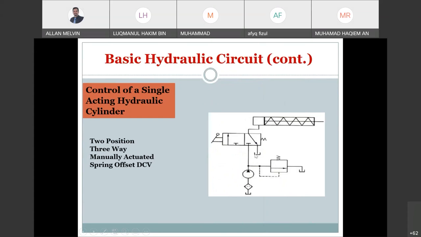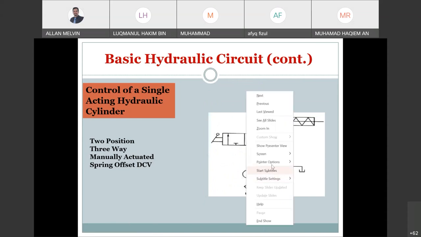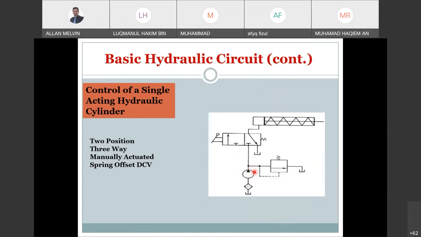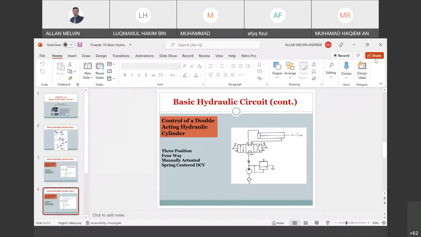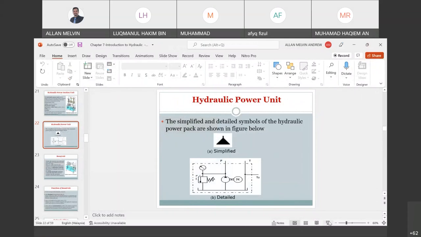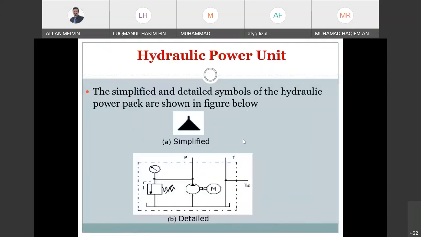It has something to collect back the excess oil. If there is a dark symbol like this, I know it's hydraulic. And if I see this symbol, I know you are referring to hydraulic. If you mix them up, I will deduct marks. So, continue. A few more slides to go. Okay.